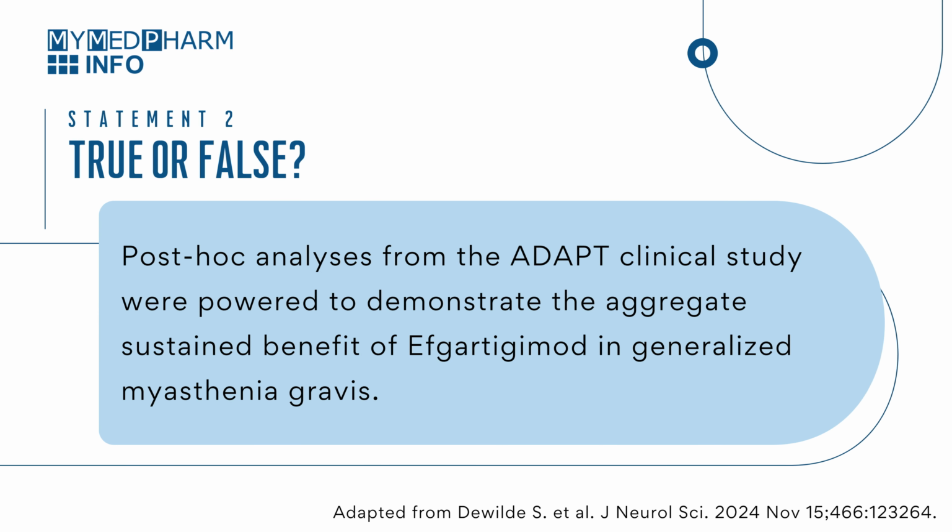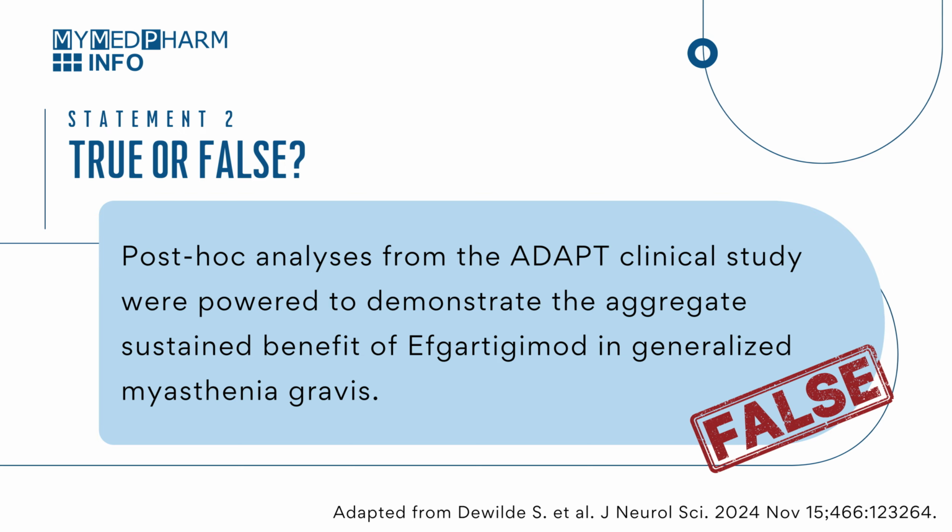So here is the second one. "Post hoc analysis from the ADAPT clinical study were powered to demonstrate the aggregate sustained benefit of efgartigimod in generalized myasthenia gravis." Is the statement true or false? So this one is false, because post hoc analysis are conducted after the study completion, and they are usually underpowered because no one accounts for them in the initial study design. In the vast majority of cases, I can't tell for each study, but in general, post hoc analysis don't have any statistical power.